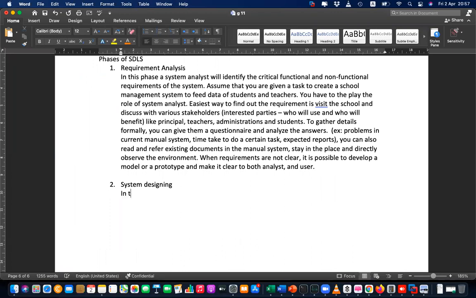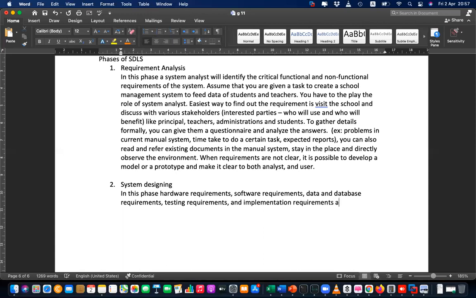In this phase, hardware requirements, software requirements, data and database requirements, testing requirements, and implementation requirements are planned using various standards and tools.